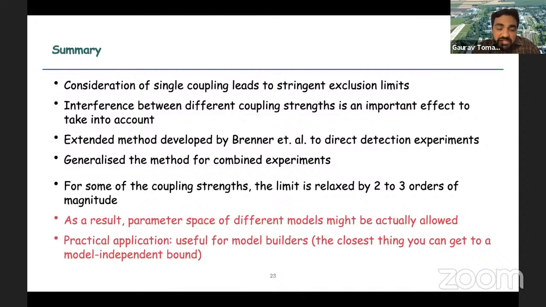And the important message is that when model builders are comparing their results against these exclusion plots, they should be very careful. If their model has more than one interaction, then they are comparing their model against a very stringent bound. And again, this is very useful for the model builder.